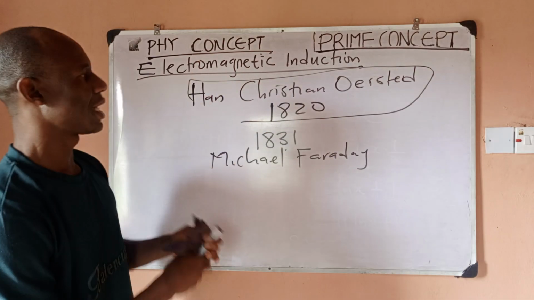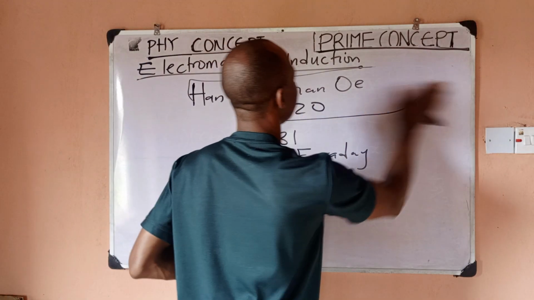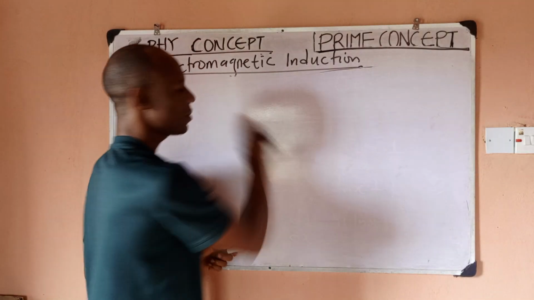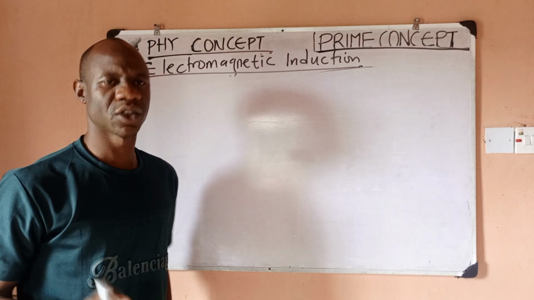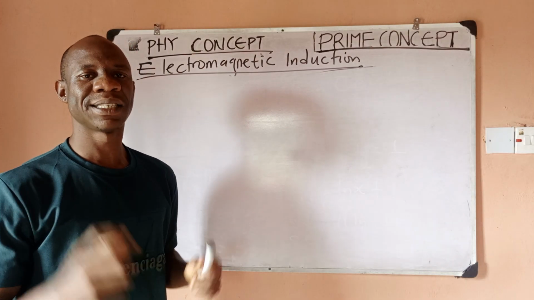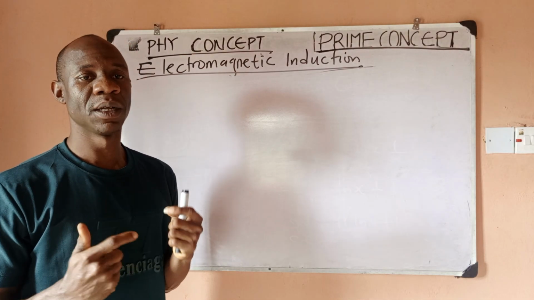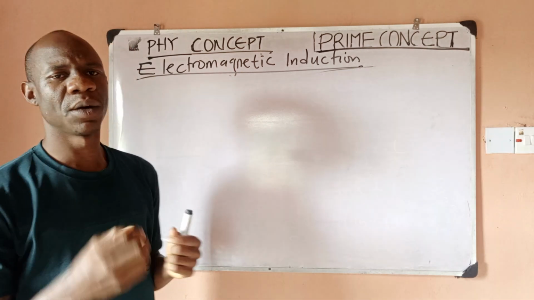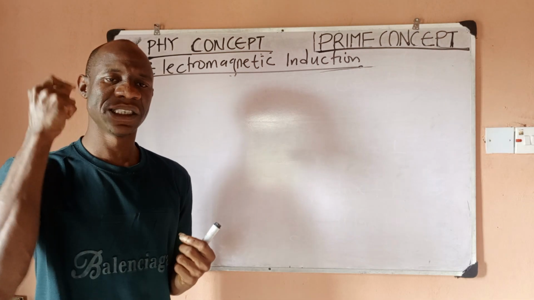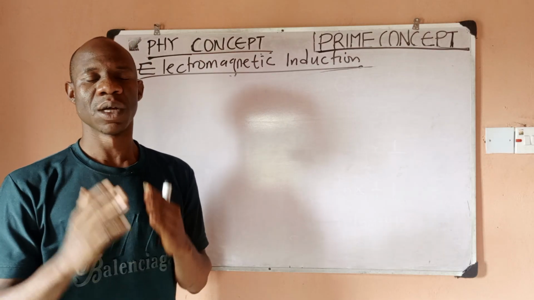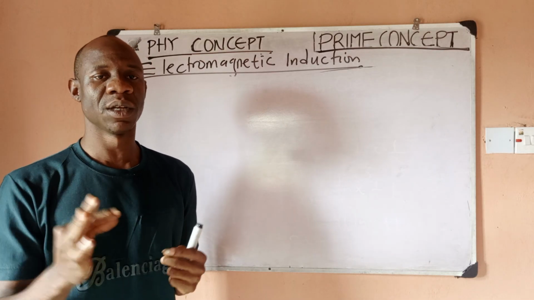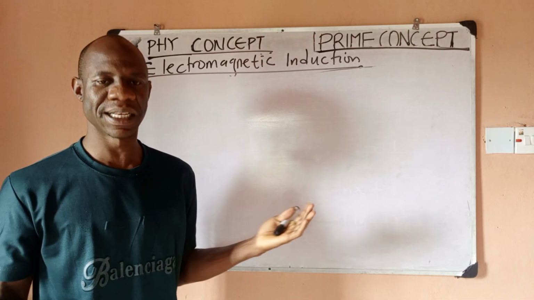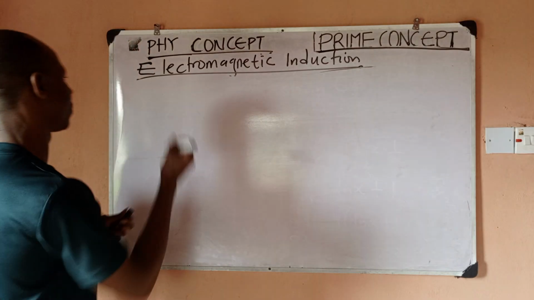Now quickly, let's start by explaining the term electromagnetic induction. What is electromagnetic induction? By definition, electromagnetic induction is a phenomenon whereby EMF is induced in a conductor whenever there is a relative motion between the conductor and a magnetic field. That is electromagnetic induction. Let me write it very quickly.